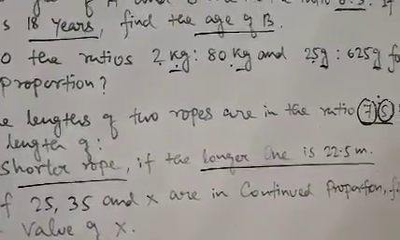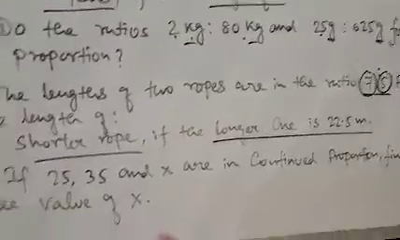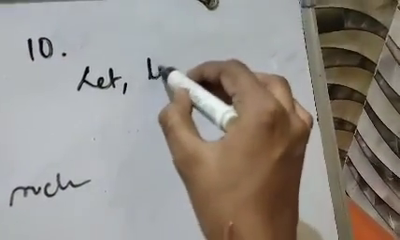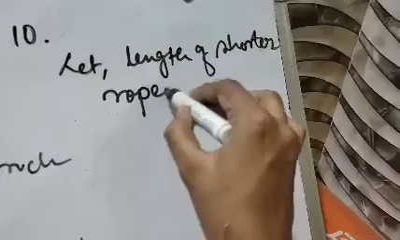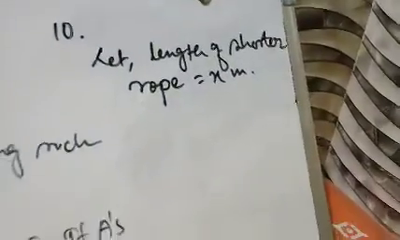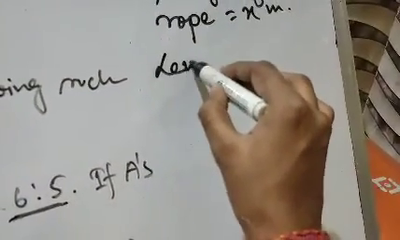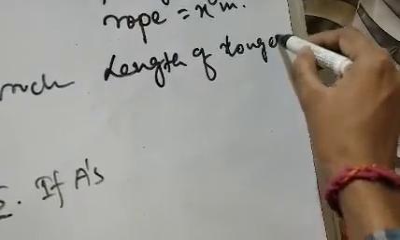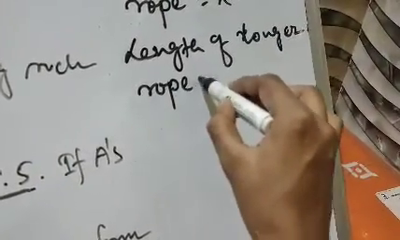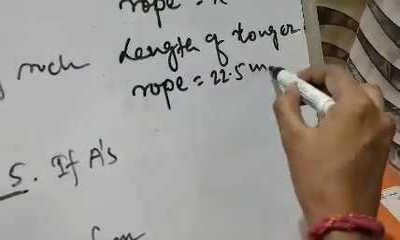So let us assume that the length of the shorter rope is x meters, because we don't know the length of the shorter rope. Let the length of the shorter rope equal x meters. Now the length of the longer rope is given as 22.5 meters. So let us write, length of longer rope, it is given 22.5 meters.